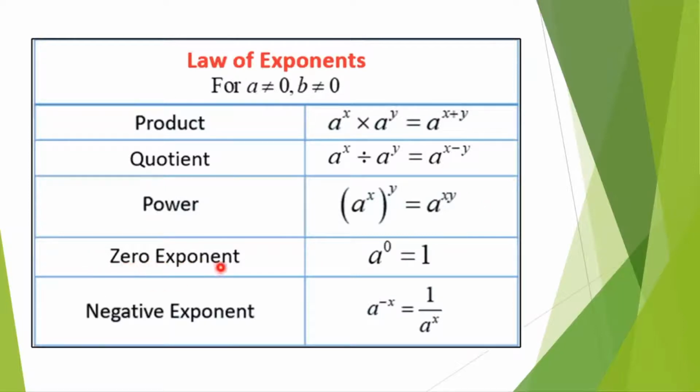Now for the zero exponent, any number when it is to the power of 0 will always be 1. So this is a rule which you need to remember. When a negative exponent comes, you basically have to make it into a fraction with the numerator as 1 and the denominator as a to the x power in a positive form. As you can see here, it's a to the power minus x. But when we make it a negative exponent into a positive, we put a numerator 1 and then put a to the power of x.